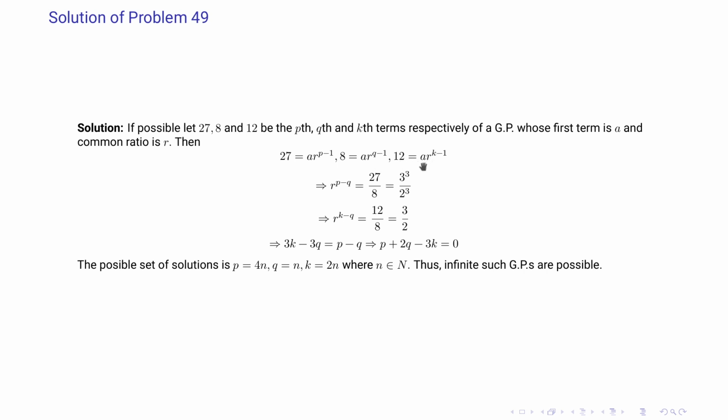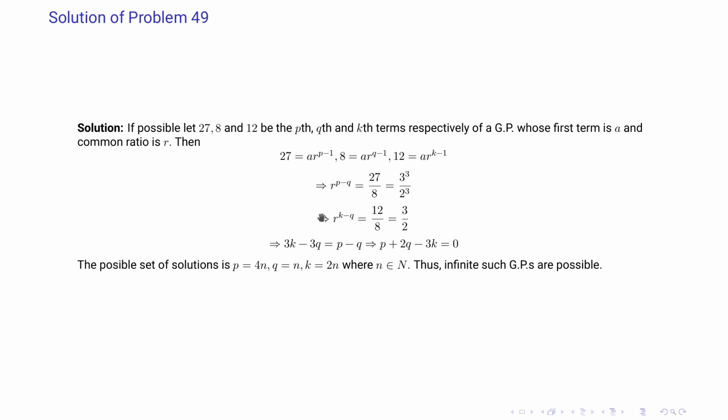Now here we would like to isolate this in terms of prime factors. So r to the power p minus q is 3 cube by 2 cube, and r to the power k minus q is equal to 3 by 2. Now this implies that 3k minus 3q is equal to p minus q. That is p plus 2q minus 3k is equal to 0. The way to arrive at this equation is you take the power p minus k of this, and you take p minus k of this, and you'll find that these two have to be equal.